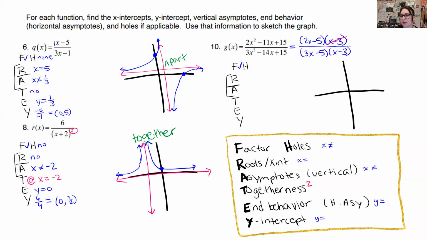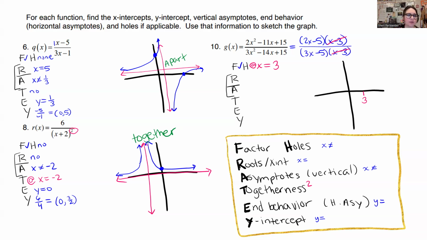Yes. So we have a removable discontinuity. We have a hole at x is equal to 3. That's important. I'm just going to go ahead and jot that down because I don't want to forget there's a hole when I go to make my graph.